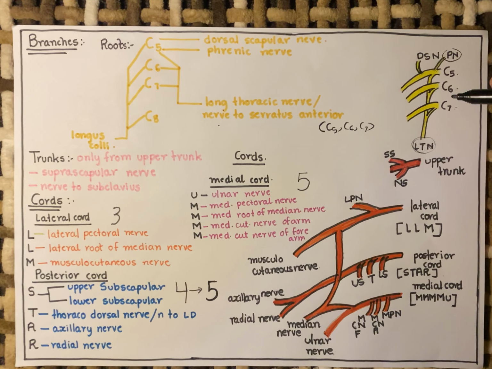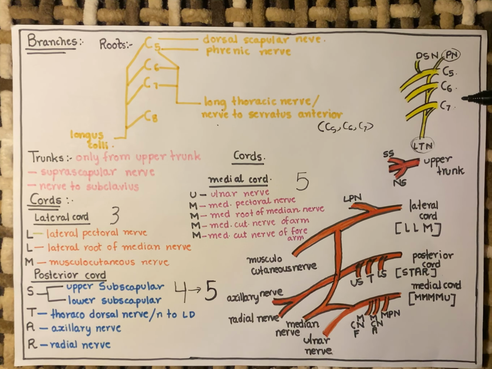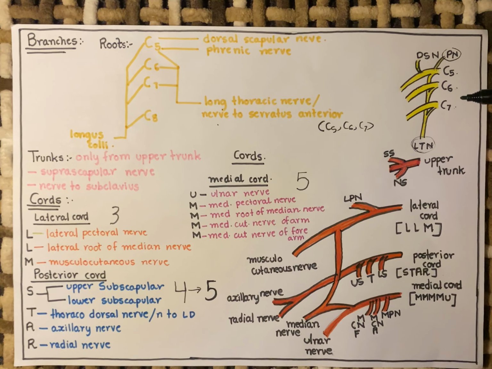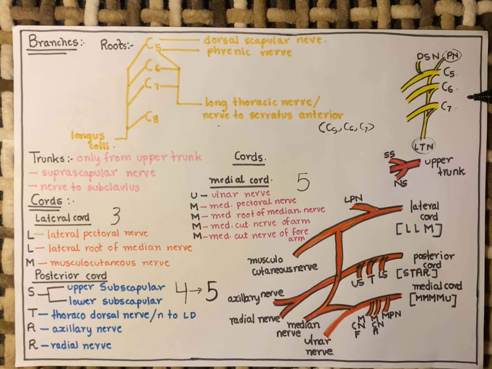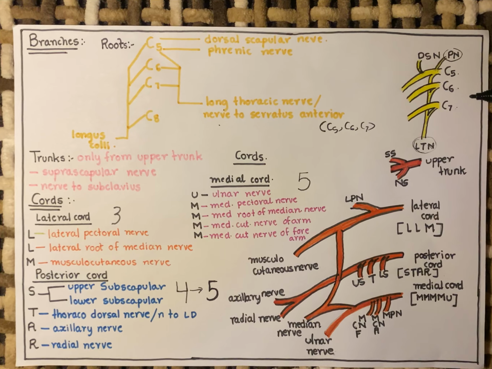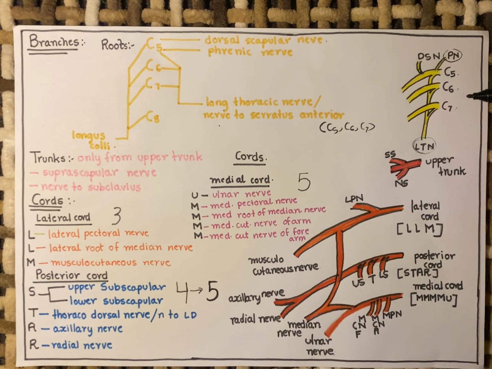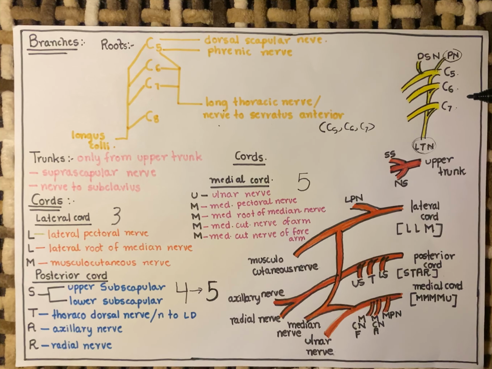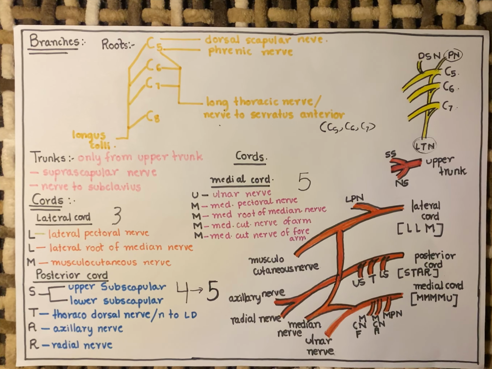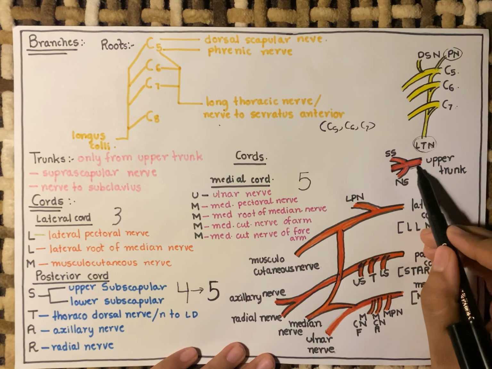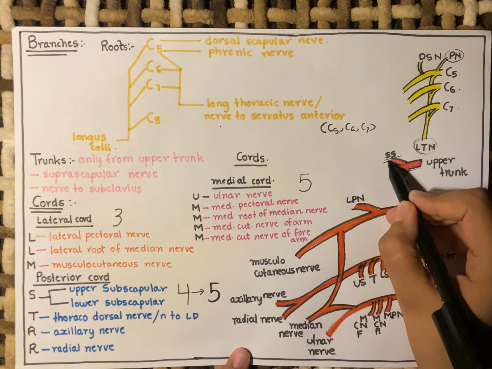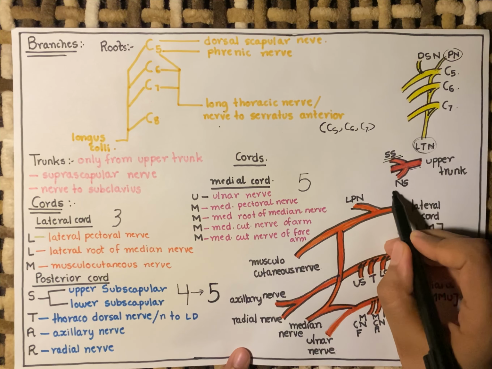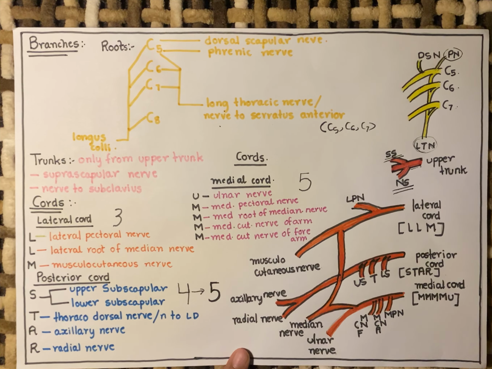Now, moving on to the trunks. We know that roots are going to form trunks. There are three trunks, upper, middle, lower trunk. From the upper trunk, you have two branches arising, which are the suprascapular nerve and the nerve to subclavius. And please remember that branches arise only from the upper trunk. So if this is the upper trunk, there are going to be two branches arising from it. This is the suprascapular nerve and this is the nerve to subclavius. Okay? Next.